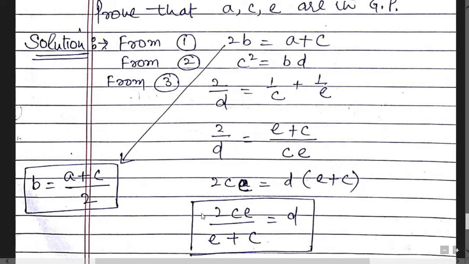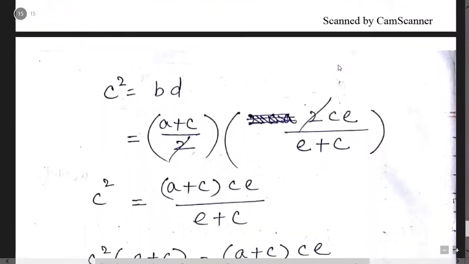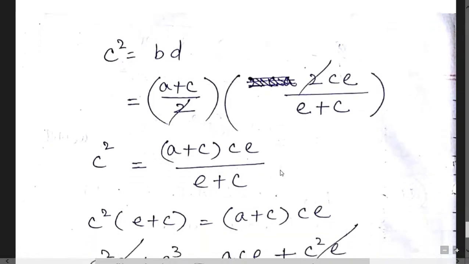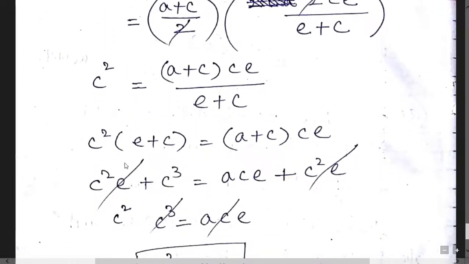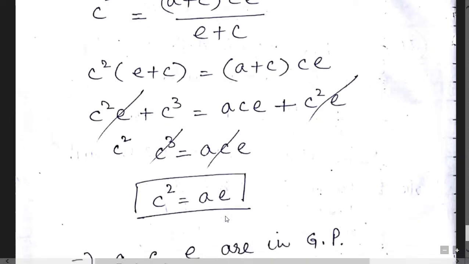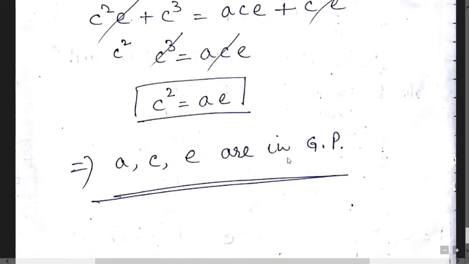Now insert these two values basically in this equation. You can write the value of C square. 2 can be cancelled. A plus C into CE divided by E plus C. E plus C when multiplied by C square, it's C square E plus C cube. And here ACE plus C square E. C square E cancel from left hand side and right hand side. C cube when cancelled by C, it's C square. It means you can write C square is equal to AE. What's the meaning of this? A, C, E are in GP.